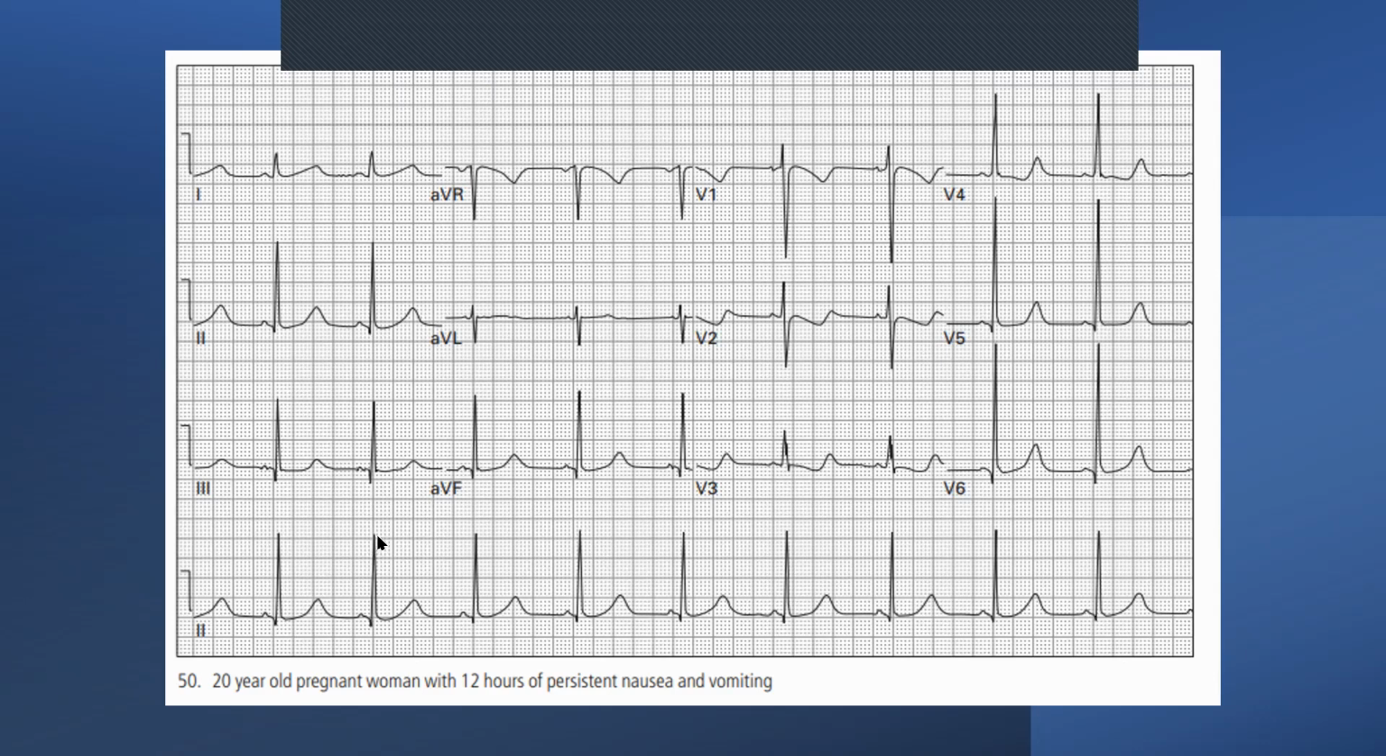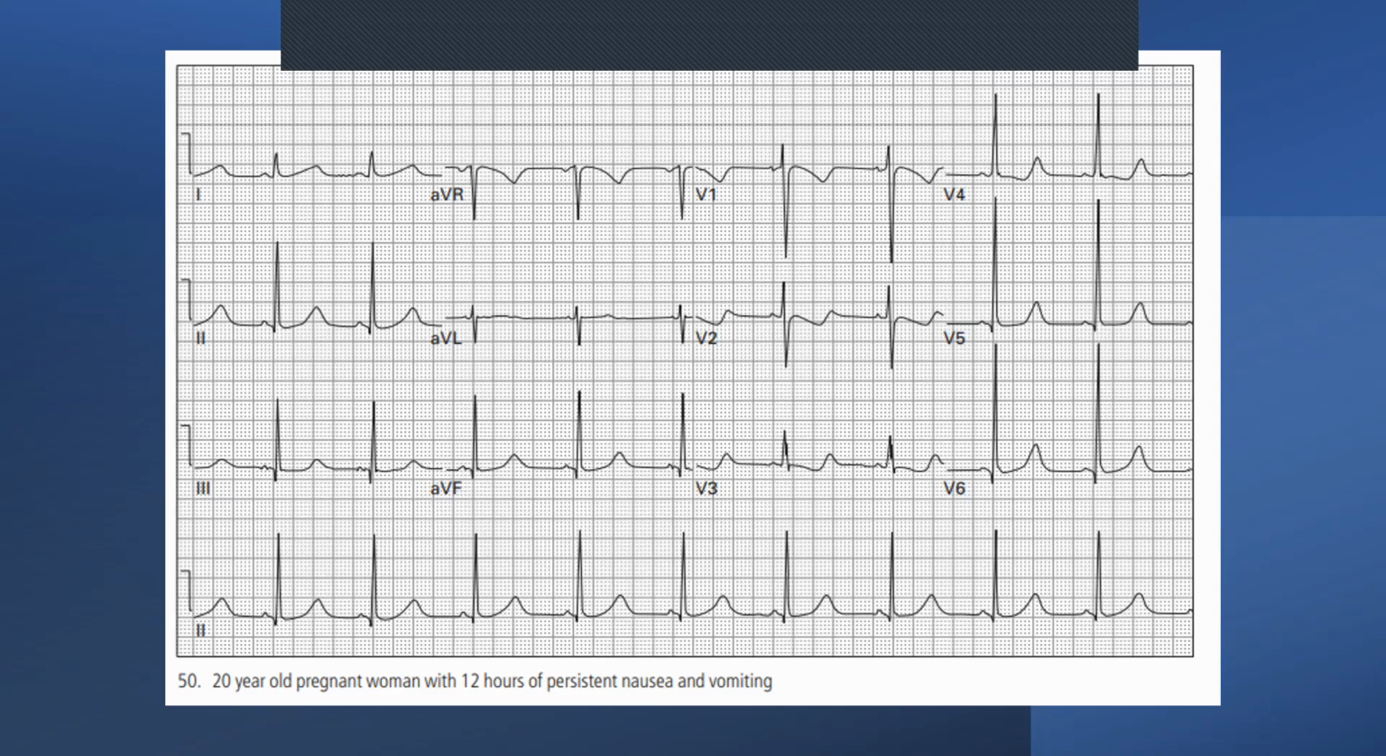All right. Let's look at our rate. So we've got 1, 2, 3, 4, 5, 6. So 300 divided by 6, you're looking at about 50. So that's quite low for a pregnant patient. So this is where we need to get worried. She's becoming a bit bradycardic.